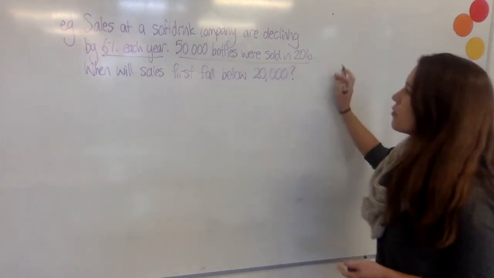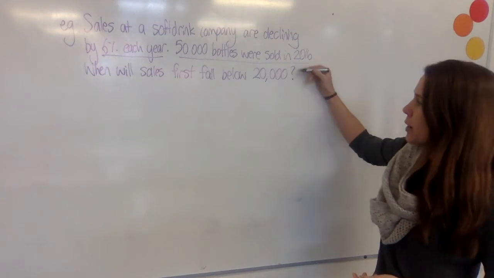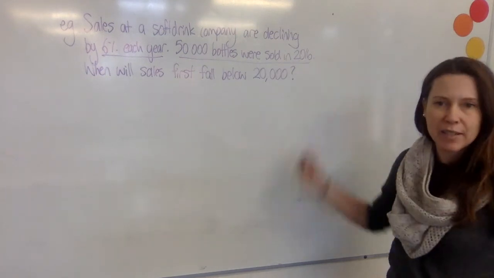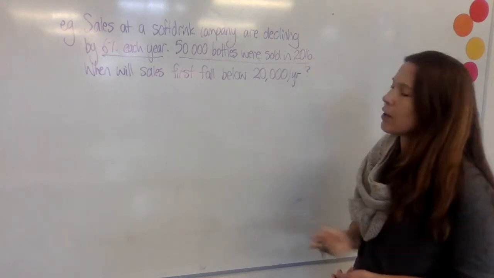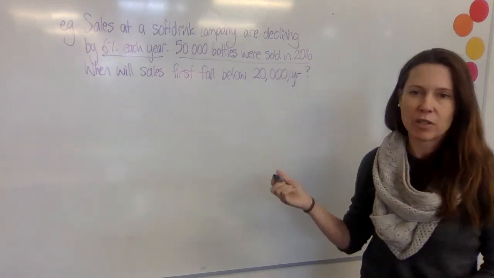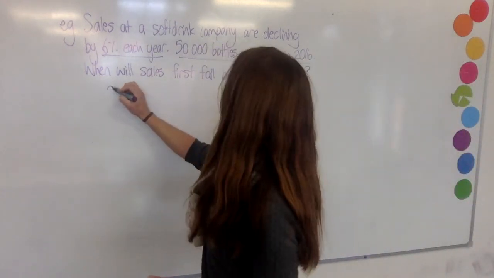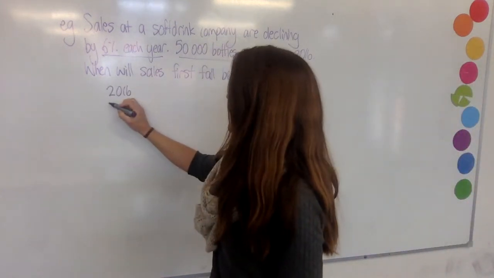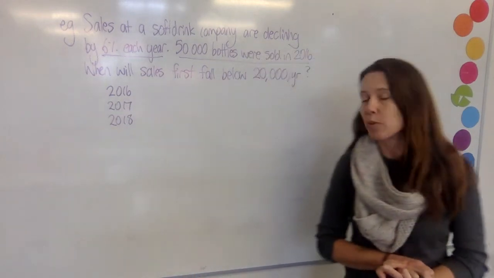We've got a clue here, 50,000 bottles were sold in 2016. When will sales first fall below 20,000 per year? I think that's probably meant to say. Okay, now, a helpful thing to do is just imagine what the sales might be each year. So if we've got 2016 here, and 2017, 2018, just write out a couple of things to spot a pattern.